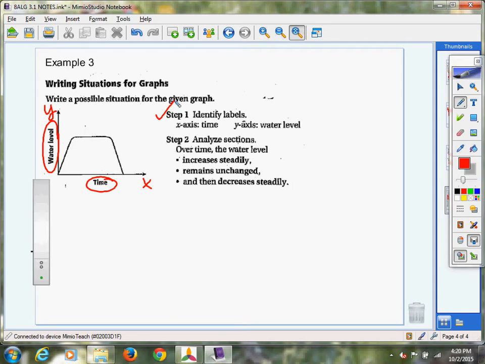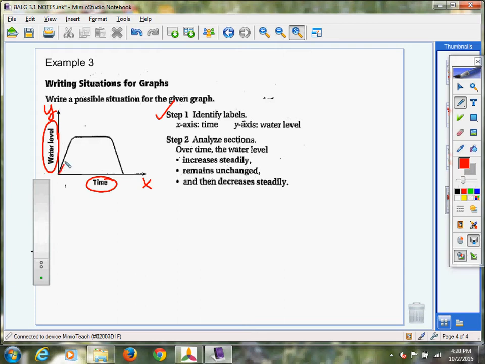All right, well, my x-axis says time is going by. It doesn't really give me any specific increments or numbers, but that's okay. And then the y-axis, we're talking about the water level of something, okay? Doesn't matter what it is, you just invent what's going on here. All right, so step 2, we're going to analyze the sections.